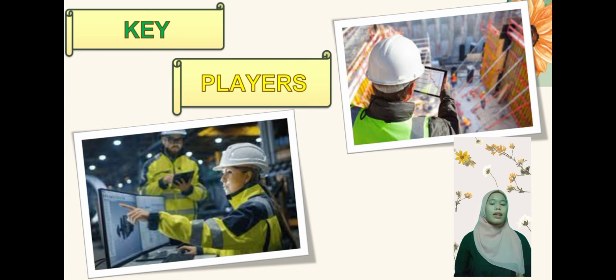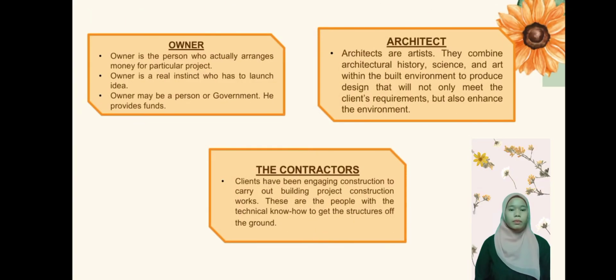Okay, the next topic in construction is key players. Okay, number 1 is the owner. The owner is the person who actually arranges money for a particular project. Okay, the owner is a real, distinct person who has the idea. The owner may be a person or government. He provides funds.